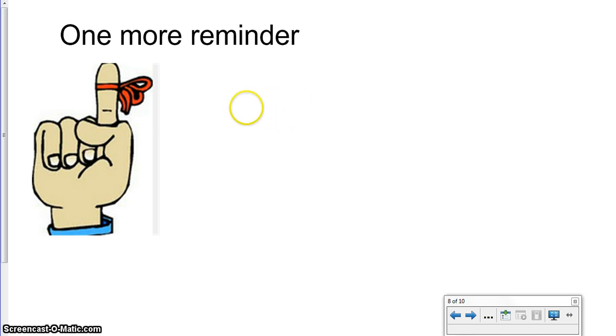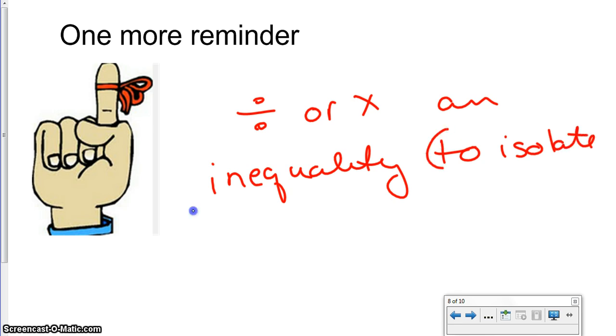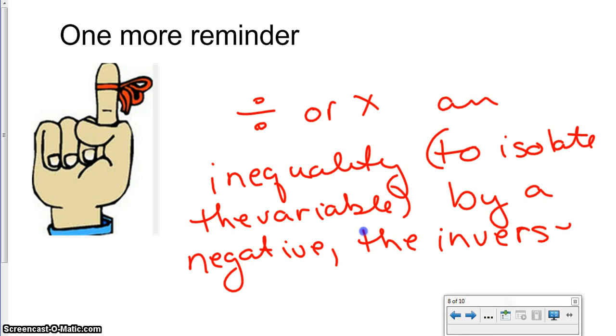One more reminder, don't forget, when you divide or multiply an inequality, to isolate the variable, by a negative, the inverse sign must be used.